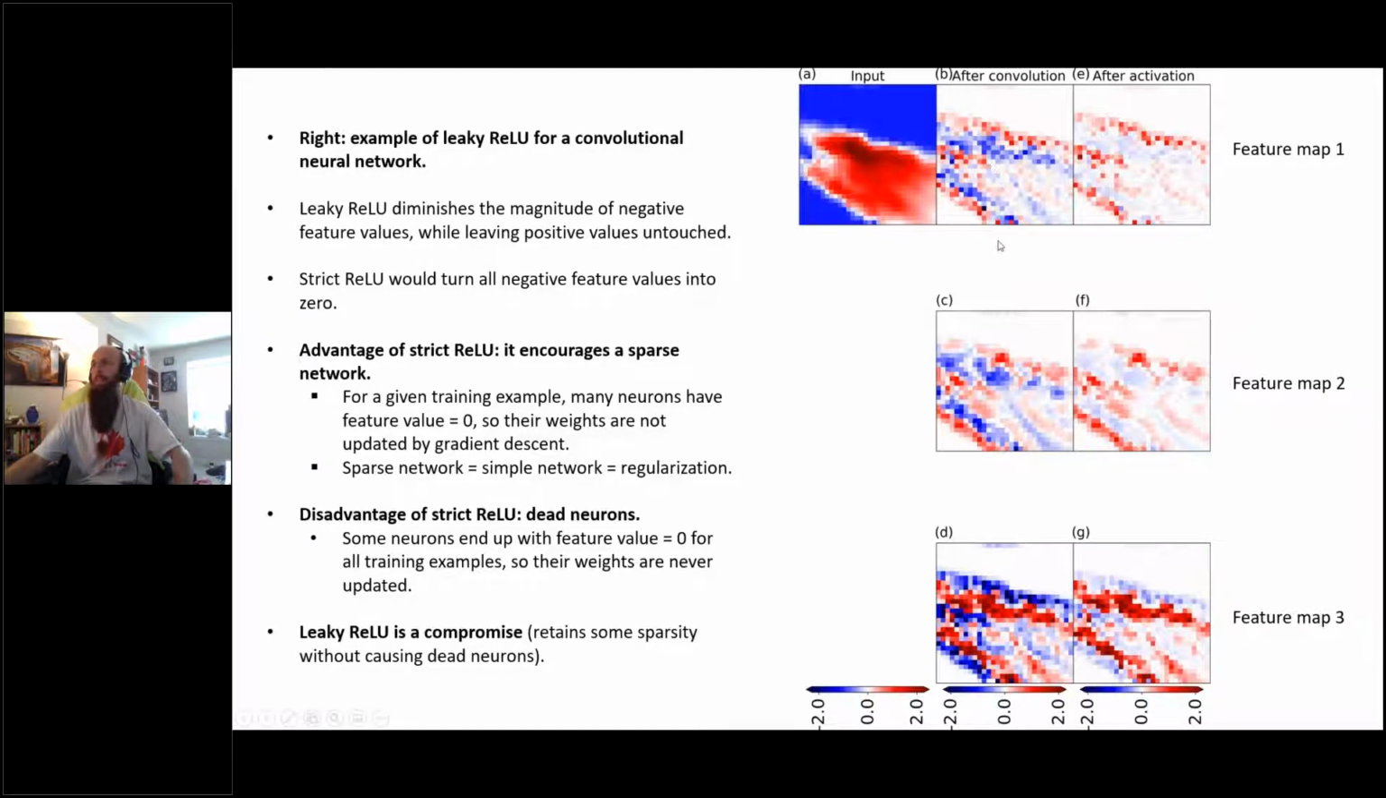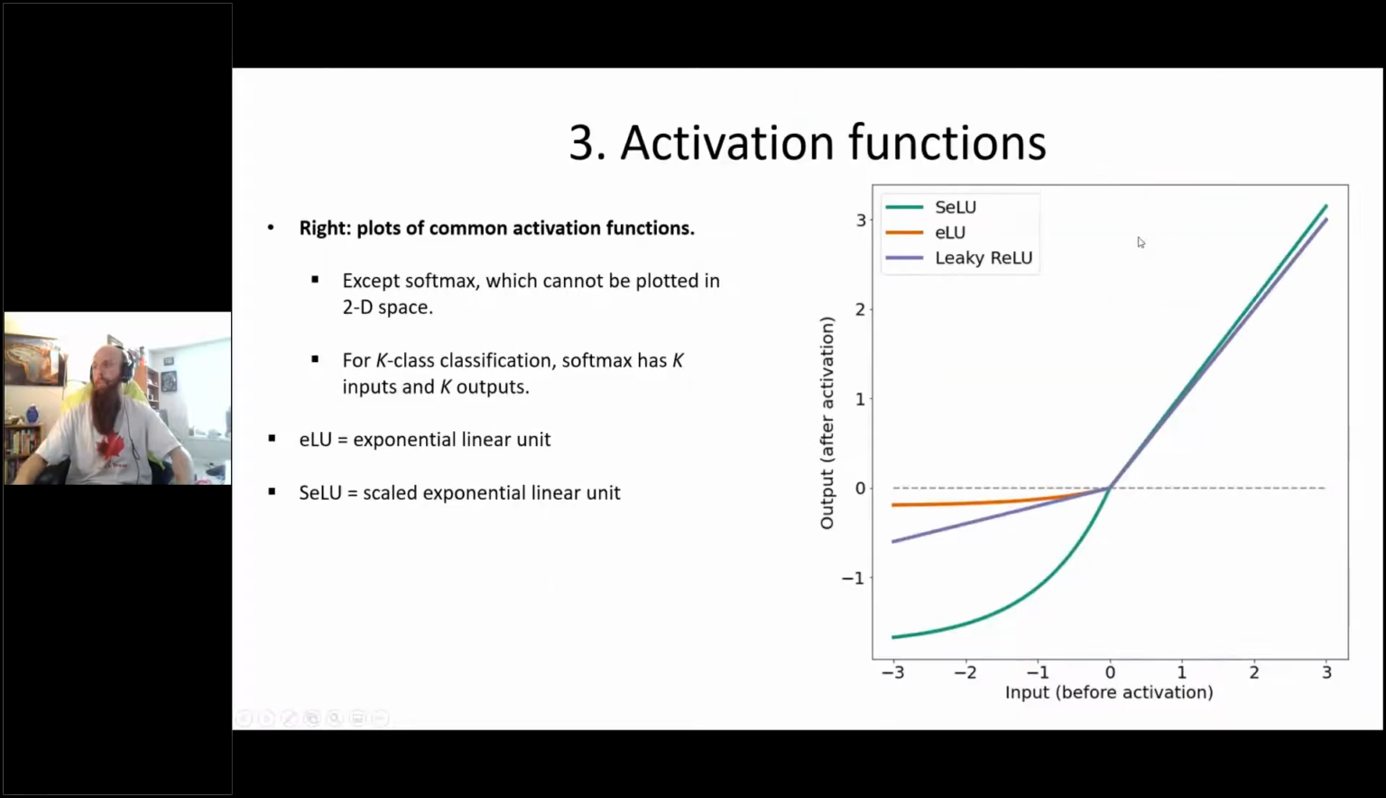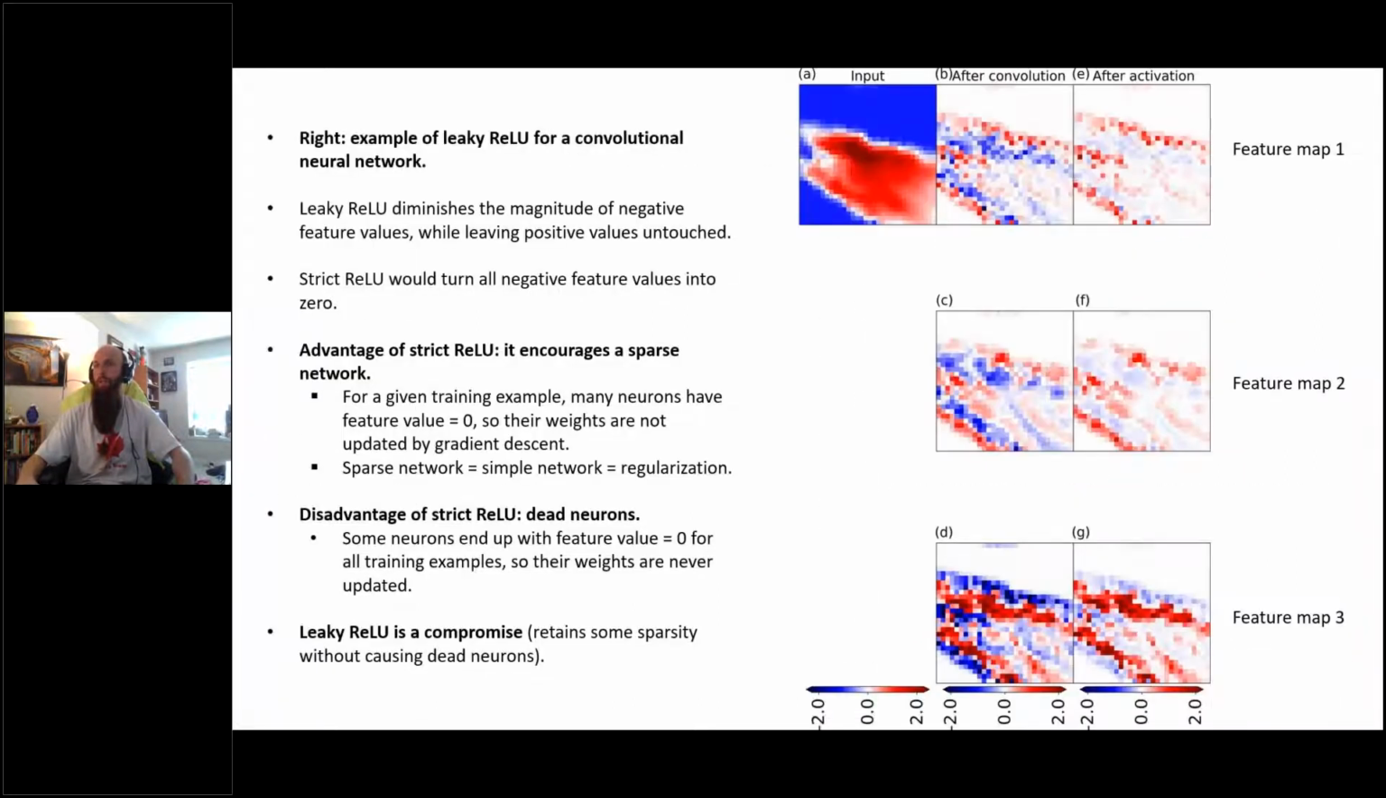Panels B, C, and D are showing you what the filters or feature maps look like after running a convolutional filter. And panels E, F, and G are showing you what those same feature maps look like after running the activation function. In this case, the activation function is leaky ReLU with a slope of 0.2, so it has the same shape as this purple leaky ReLU curve that I plotted here. If I were using strict ReLU, it would completely get rid of all the negative values and change them to 0. So if I were using strict ReLU and you looked at the right-hand column, panels E, F, and G, you would see no blue pixels whatsoever. All the blue pixels in B, C, and D would become completely white because they would become exactly 0 in panels E, F, and G.